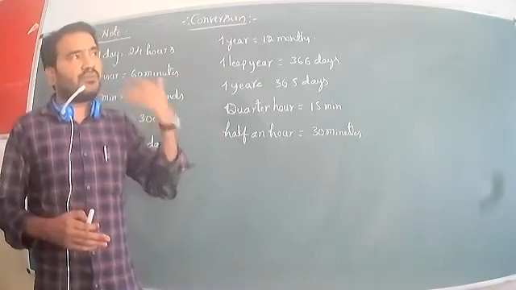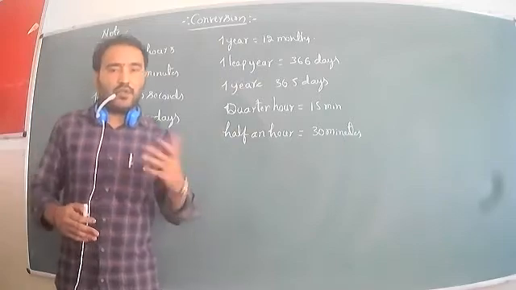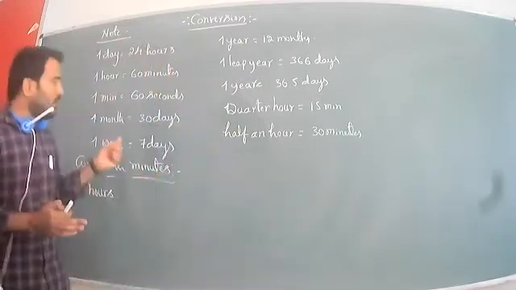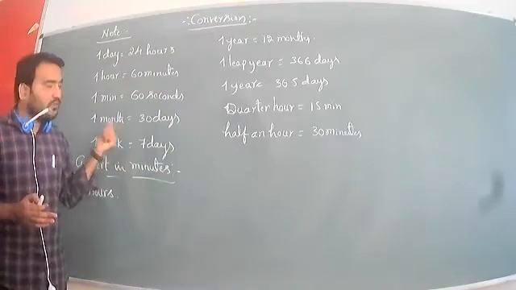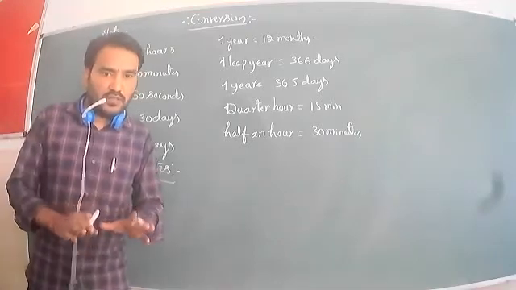Some of the months have 31 days, and some months have 28 days, so we use the average. It is considered that 1 month equals 30 days. And 1 week equals 7 days.